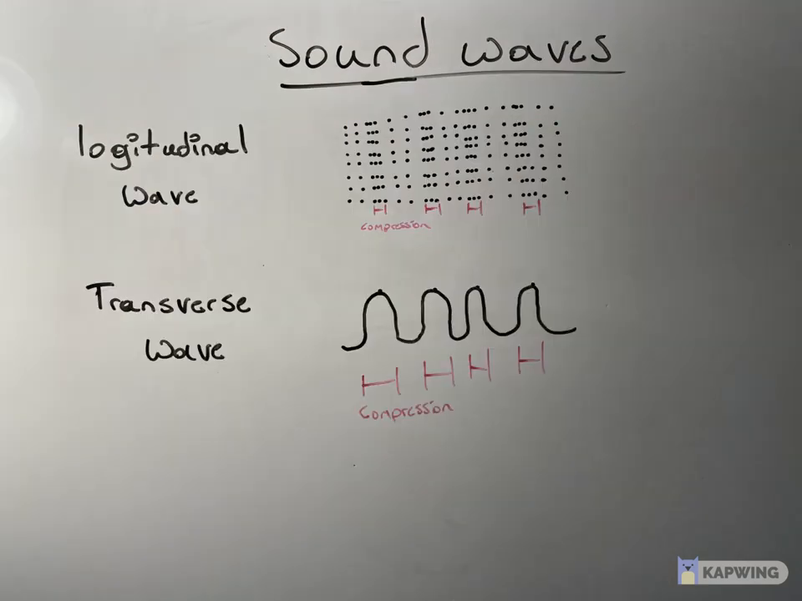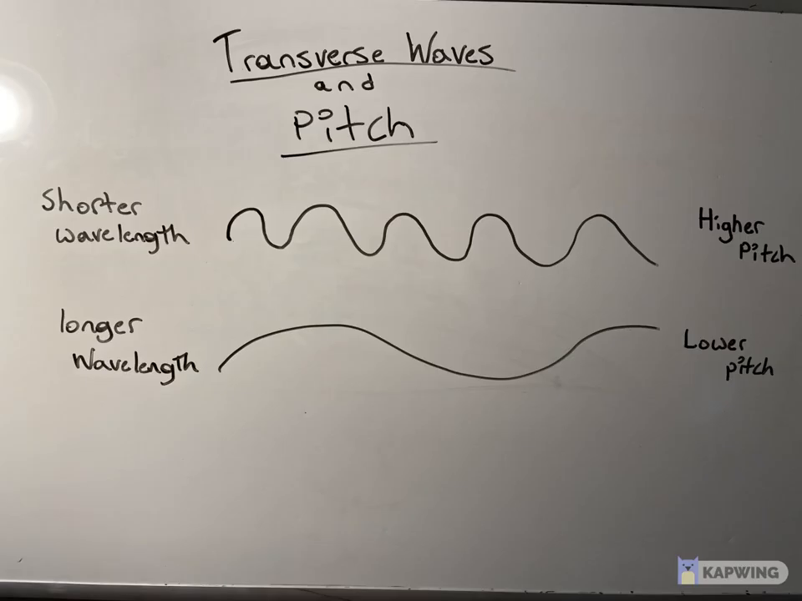To better understand these longitudinal sound waves, we represent them using transverse waves. Using this transverse model, it is easier for us to understand how the amplitude and wavelength correlate to the pitch and loudness of a certain sound. As we can see, shorter wavelengths correlate to higher pitches, and longer wavelengths correlate to lower pitches.